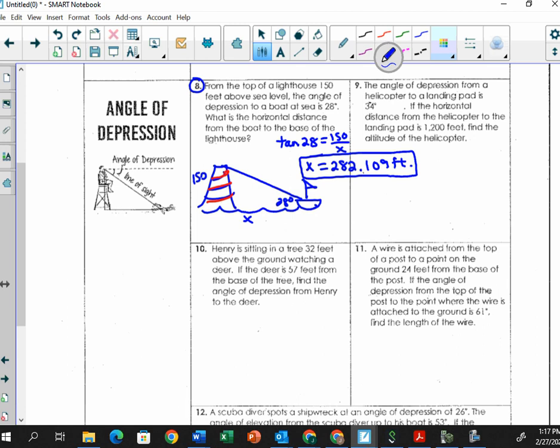Okay. I mean, you know what a lighthouse and a boat are. The vertical height of the lighthouse, that's up and down. 150. Yeah. Angle of depression is the same as the angle of elevation.